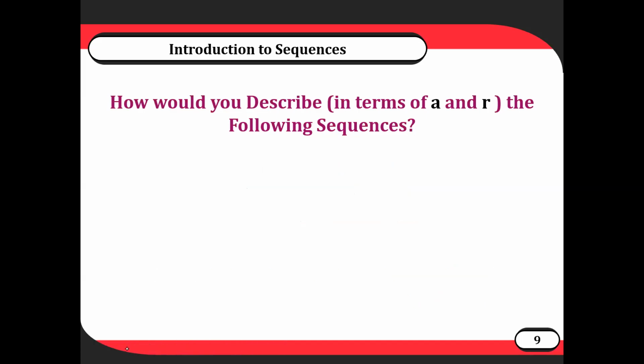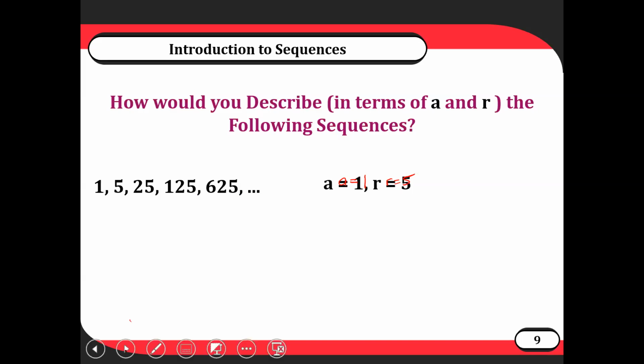Okay, so let's look at some of these geometric sequences and see how we would define them. So a is the initial term and r is the factor. In this case, a would be equal to what? We'll do the first one and then get you guys in on the second one. Yeah, a is equal to 1. So the initial term is 1, which is sort of easy. And r is equal to 5. We multiply by 5 each time. Good.